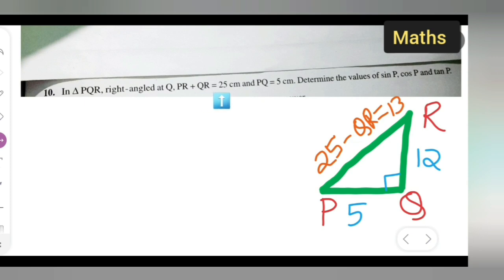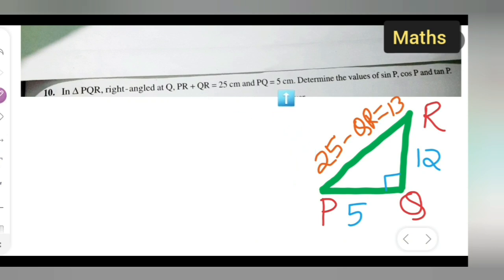PR plus QR is equal to 25 and PQ. Here PQ is given to be 5. You all have to determine the value of sin P, cos P and tan P. Here QR value is not given and PR is not given. Okay. So basically what we are doing is PQ is given, right?